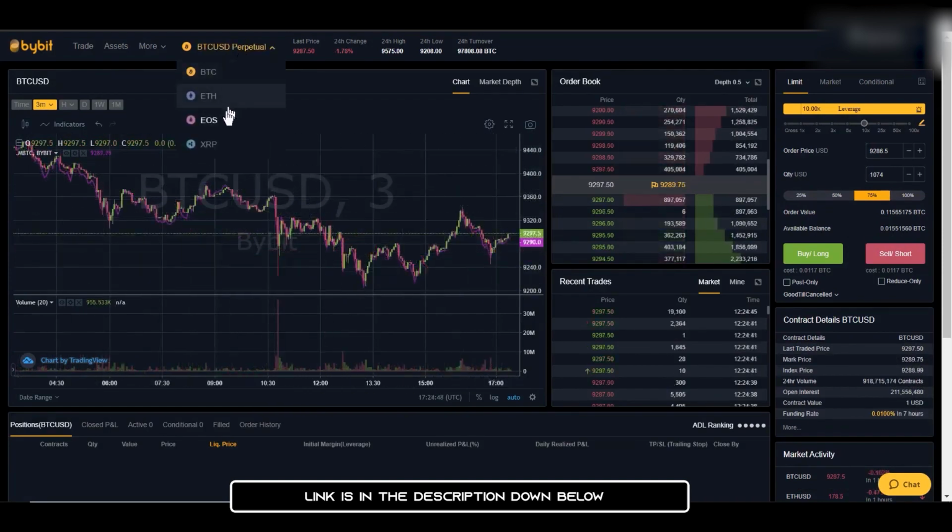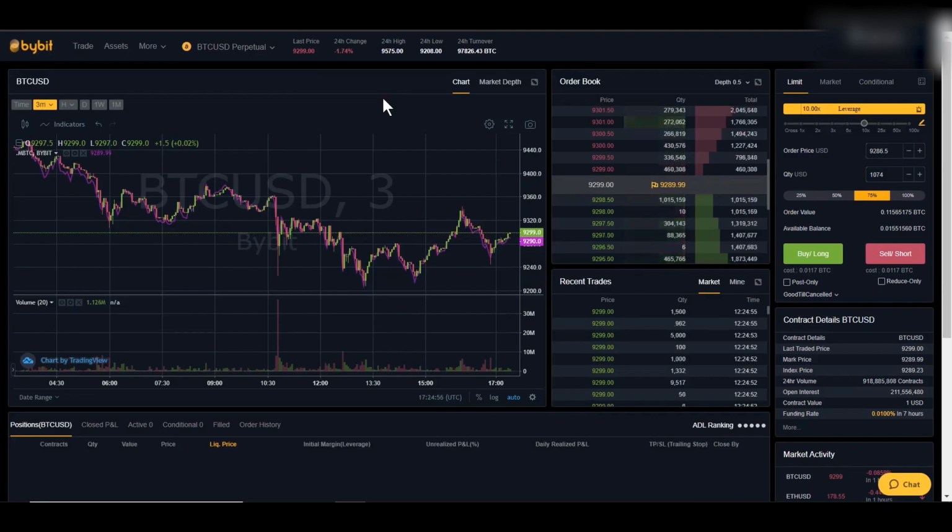And of course guys, there is other cryptocurrency you can trade on here. You can also trade with Ether, EOS, and XRP. You just got to go ahead and click on one of those and deposit them, and you can start leverage trading with them as well.